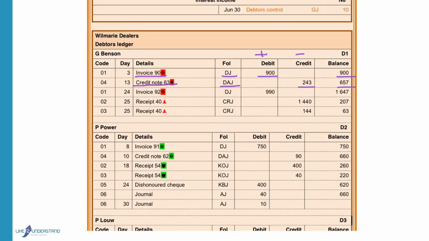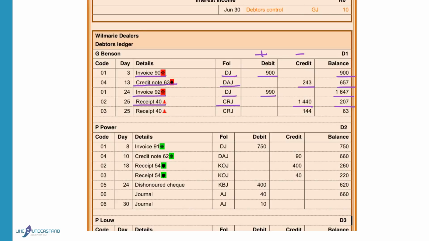When we sell goods again, we will indicate that invoice 92 was issued. It was recorded in the debtors journal. It increases the balance of the debtor. So the new balance will be 657 plus 990, and that will give me 1647. When they pay, we issue a receipt as proof of payment. In the cash receipts journal, we reduce the account on the credit side, so the balance will be 1647 minus 1440, and that will give me 207.